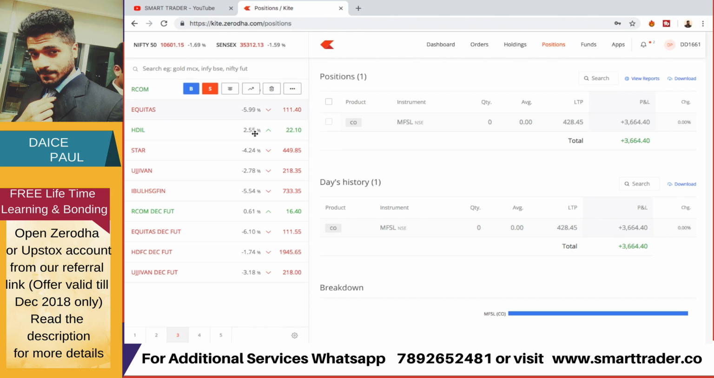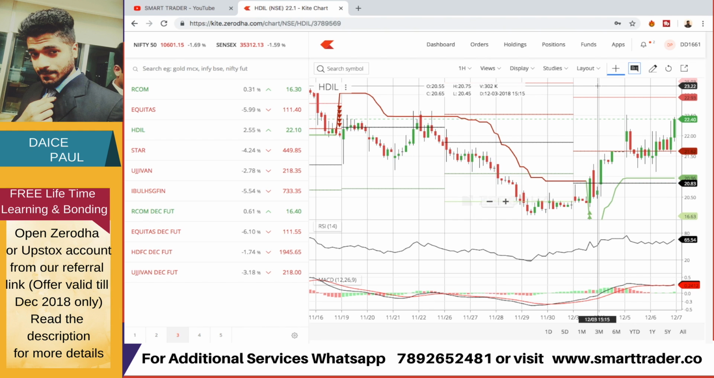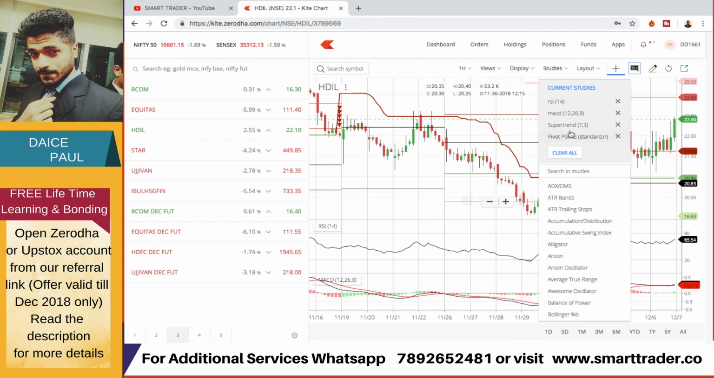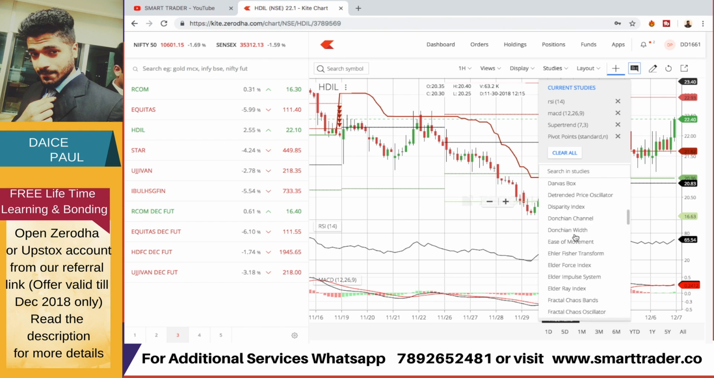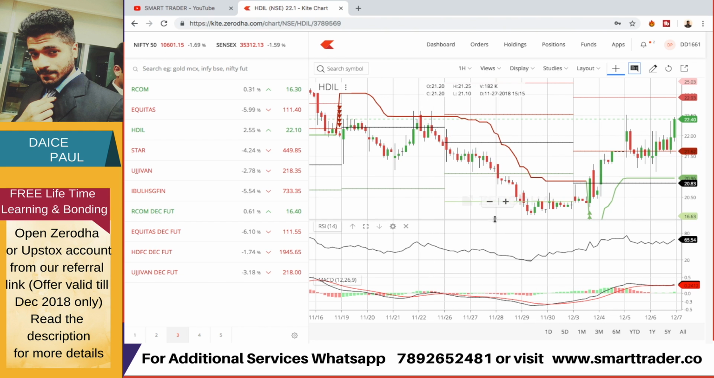I'm just opening one of the random charts for you guys. In this particular chart, I have used so many indicators: RSI, MACD, Super Trend, pivot lines, with different settings, and we have so many studies over here. All these are indicators. You would have seen so many indicators, and many beginners would have asked, why do we use them? What are these indicators? Which is the best indicator? So many questions in your mind, right?